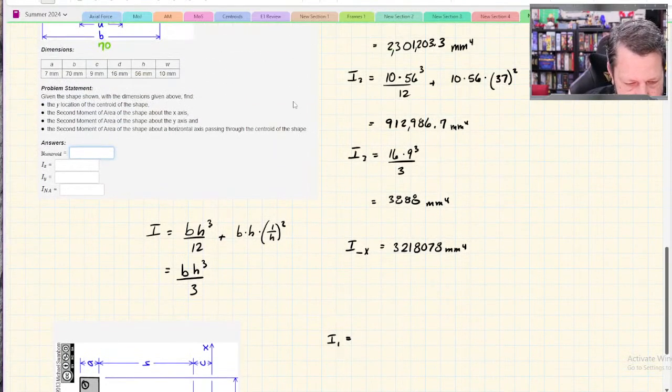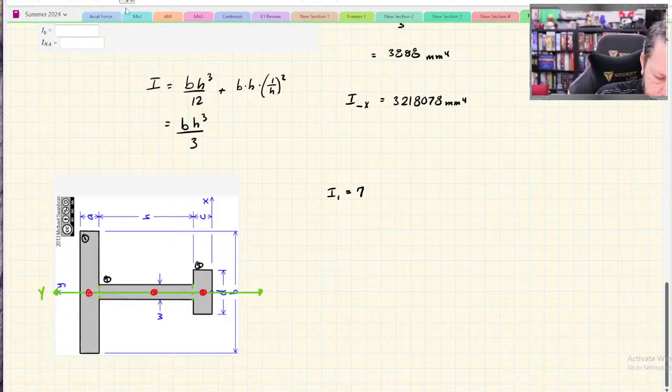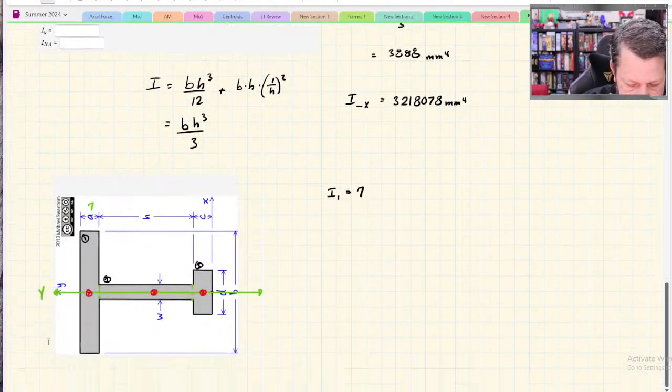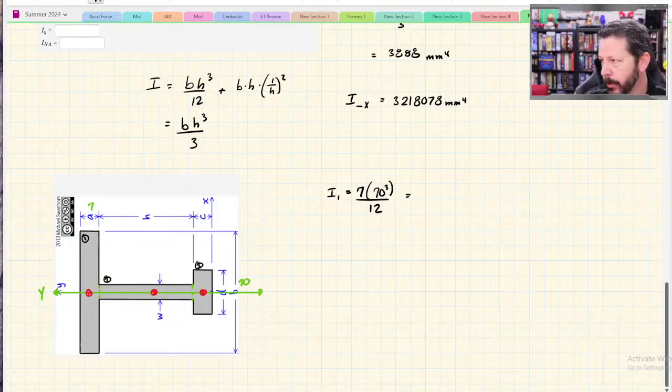So I1 will be base of, A is 7 millimeters. Height of what was called B before, 70. So bh cubed over 12, and I don't need a parallel axis theorem. I just need this one equation.